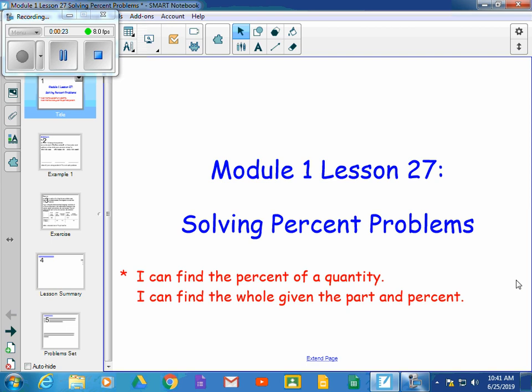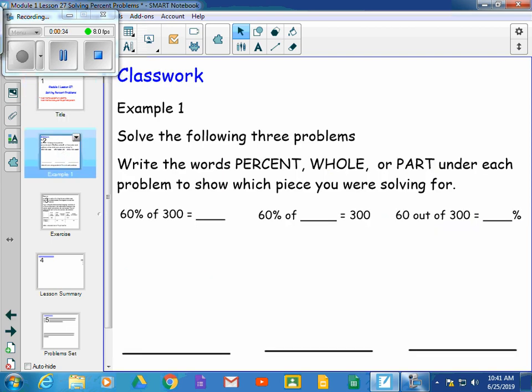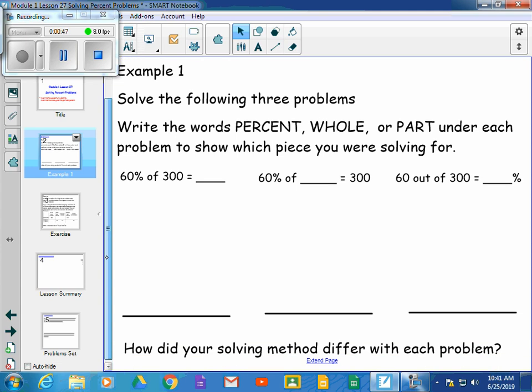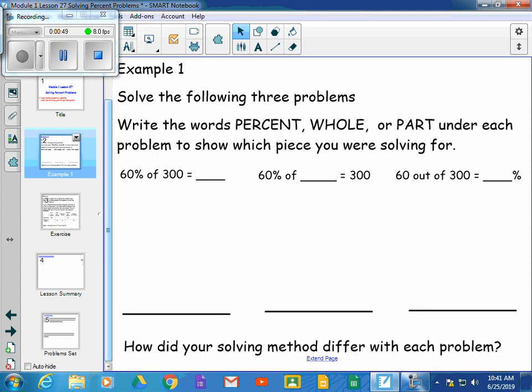As always, when watching this video, pause the video at any time. Watch parts as many times as necessary, and make sure you take good notes throughout. Let's start with example number 1. The directions say, solve the following 3 problems. Write the words percent, whole, or part under each problem to show which piece you are solving for. It's going to be very important that you know what the information means and what you're solving for in order to set it up correctly.